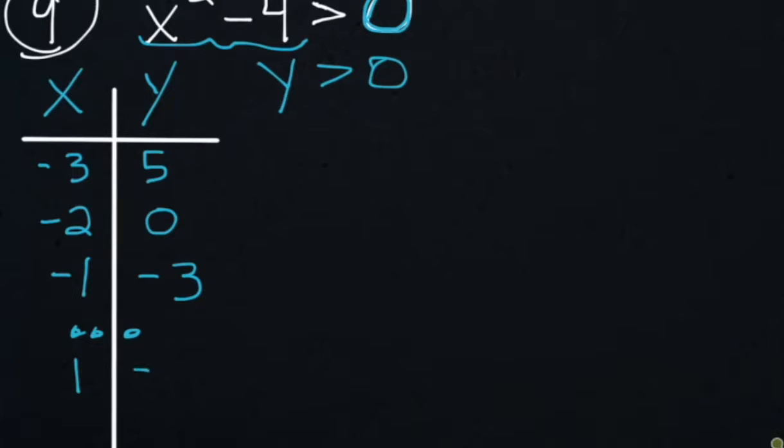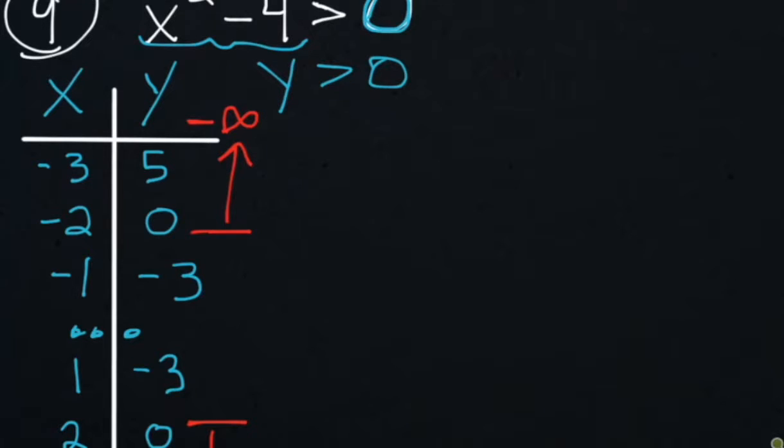I see at +1, it's -3. At 2, it's 0. And at 3, it's 5. At 4, it keeps going up. So I know if I start from -2 and go more negative, it's going to be greater than 0. And +2 and go more positive, it's greater than 0. So if I keep going in the negative direction, that's negative infinity. And in the positive direction, that's positive infinity.